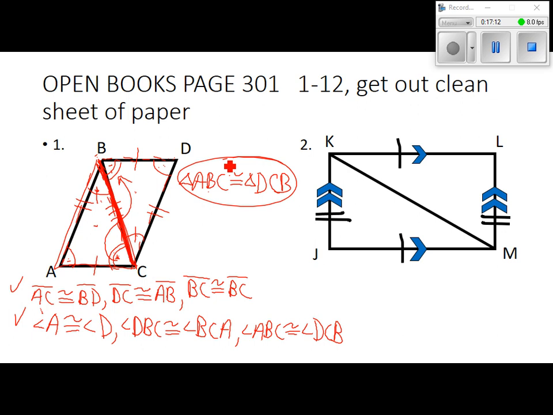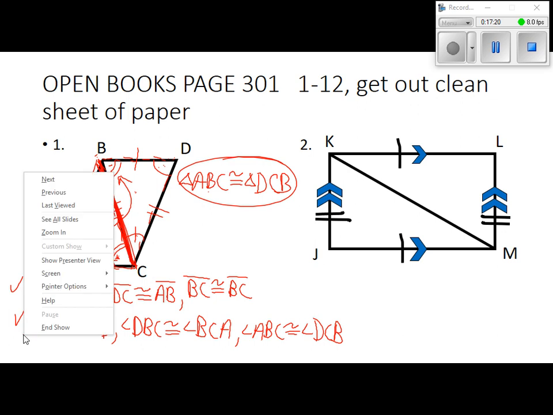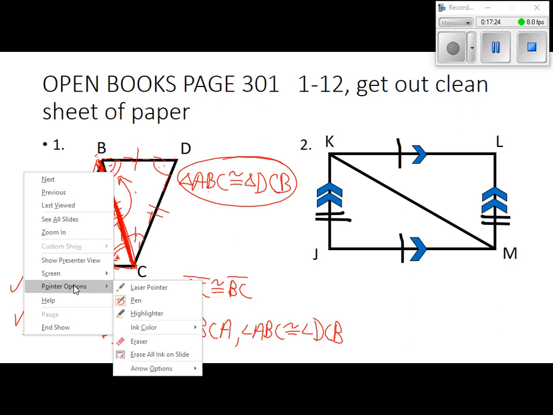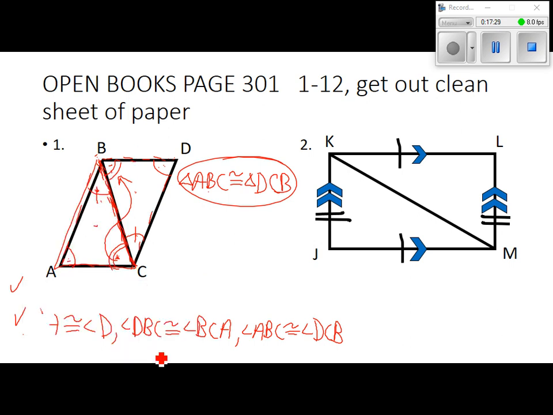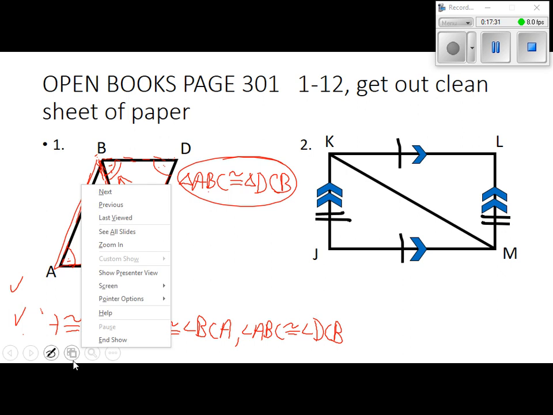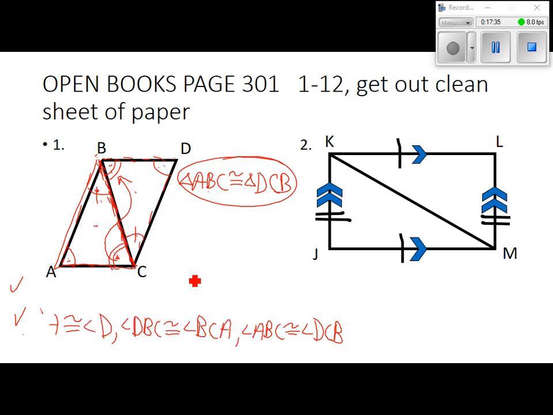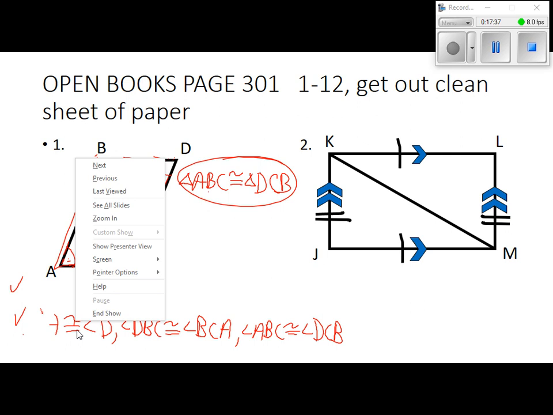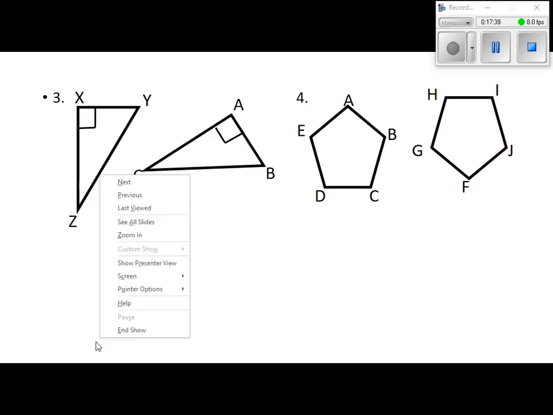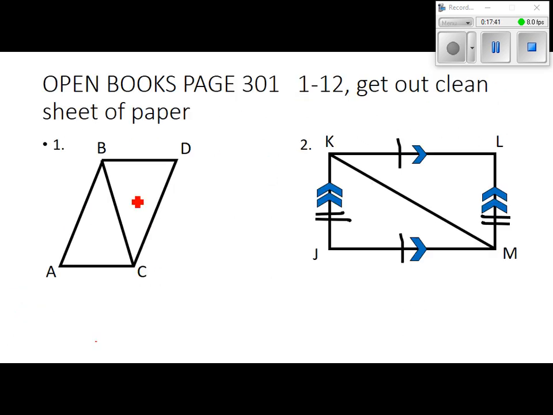Make sure, again, clean sheet of paper, you're writing this stuff down. We're going to go through it together, then you're going to turn it in. Sorry, I was trying to get rid of the ink.